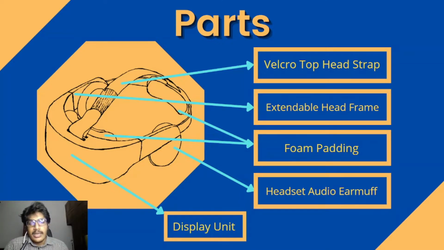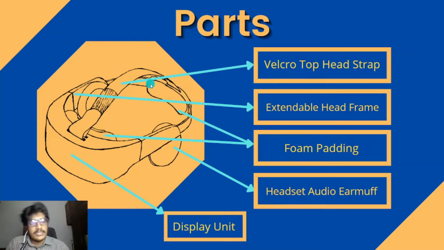This piece of fabric is Velcro so that the user can adjust it to their desired tightness or comfort level. And moving on from that, we have the extendable head frame, which can be seen on the left and on the right side here. These parts of the frame can be extended to adjust the position of the ear muffs on the user's ear so that it can fit perfectly. Next up is the foam padding, which can be seen in the eye area, as well as the back of the head area.